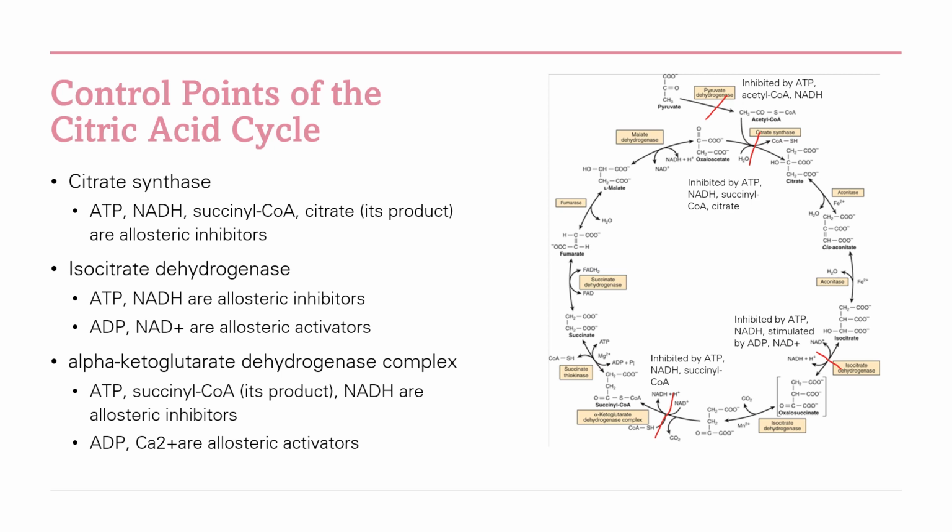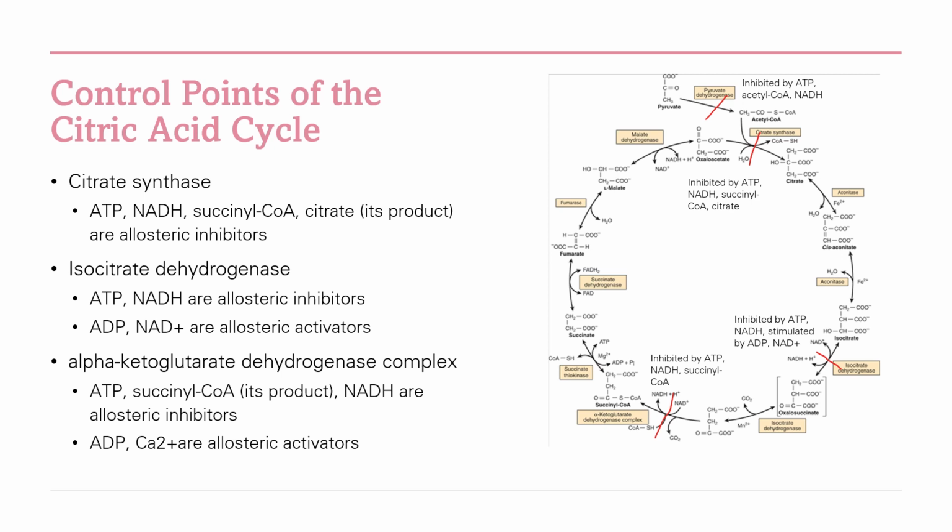The next control point is isocitrate dehydrogenase, which converts isocitrate to alpha-ketoglutarate. ATP and NADH act as allosteric inhibitors, indicating high energy and electron carrier abundance, thereby slowing down the cycle. Conversely, ADP and NAD+ act as allosteric activators, signaling low energy and electron carrier levels, promoting cycle activity.